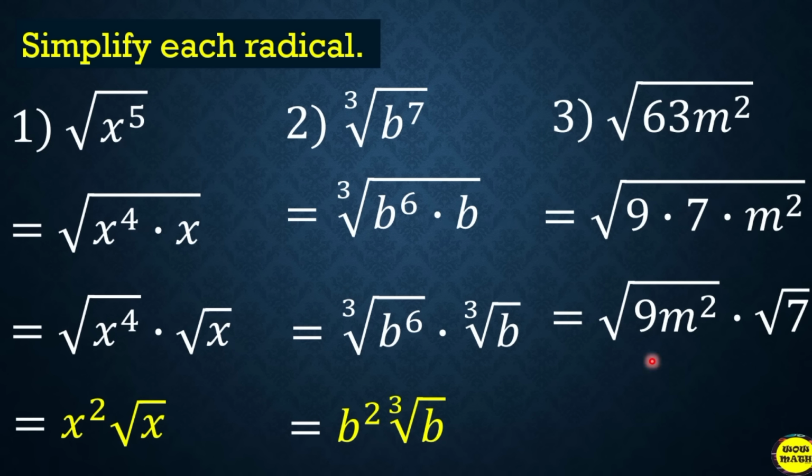So, square root of 9, that is 3. Square root of m squared, di ba? Ito ay 2 divided by 2. So, m na lang. Square root of 7.